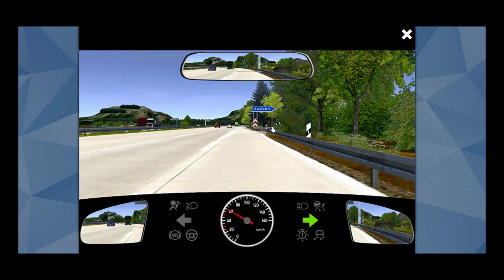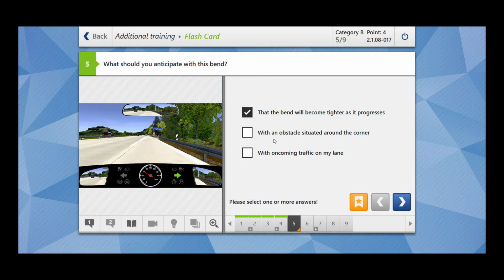With an obstacle situated around the corner, this could also happen because when you are leaving the autobahn, there are no priority rights, right? There could be a junction, there could be crossroads. So it could happen that there could be an obstruction, for example a vehicle which has priority, and you have to give right of way to that vehicle. With an obstacle situated on the corner, this is correct. With oncoming traffic on my lane, no, this is not correct.